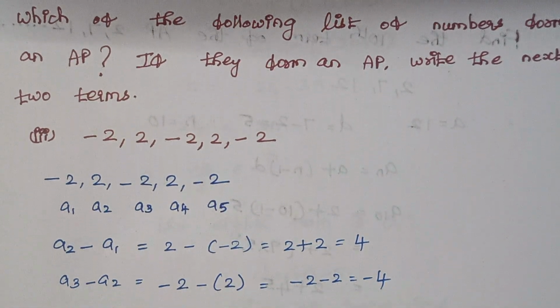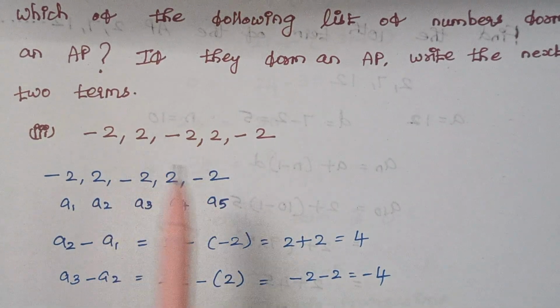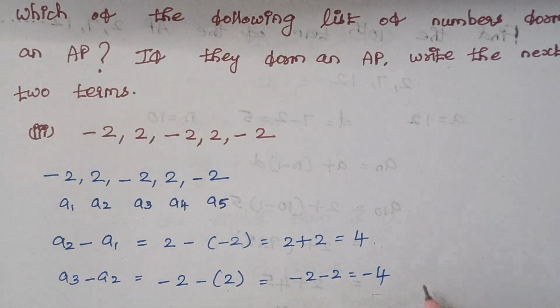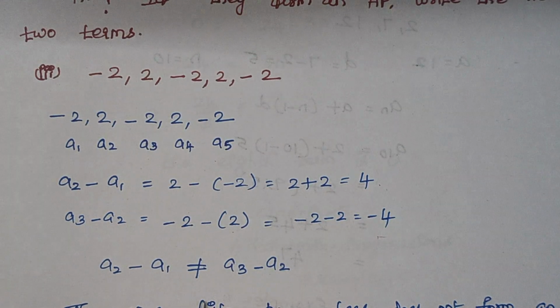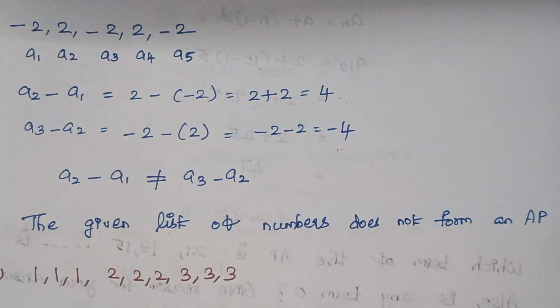So when you take the difference between the next two numbers, -2 minus of 2, so -2 and -2 makes -4. In the previous case we have the difference as +4, and in this case we have the difference as -4. Therefore, you see here, A2 minus A1 is not equal to A3 minus A2. Therefore, the given list of numbers does not form an AP.